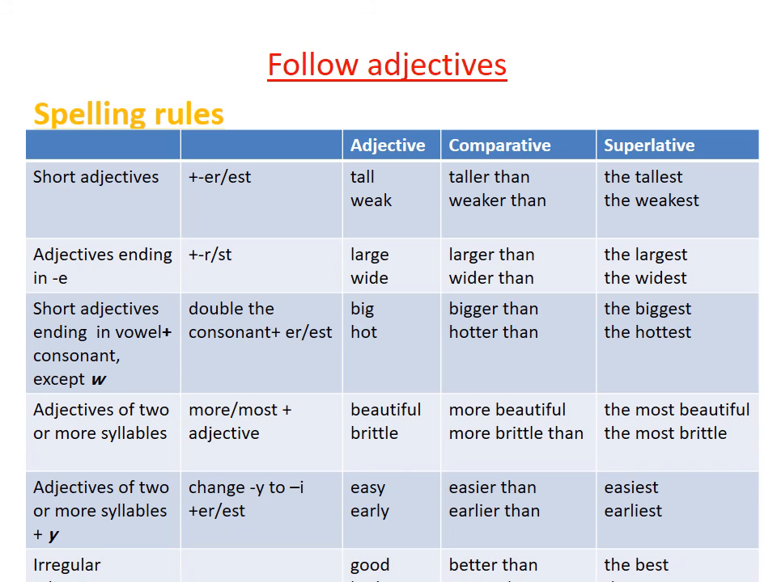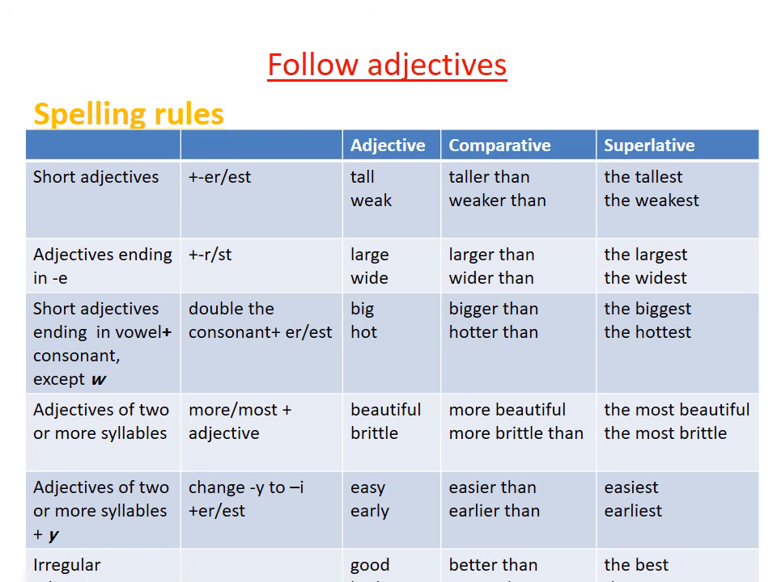You cannot say Aden is farer than Taiz. You cannot say farer. So you'll say farther than or further than. Both are correct, with some difference in use. In the superlative we cannot say Hadramaut is the farer. Hadramaut is the farthest or the furthest.